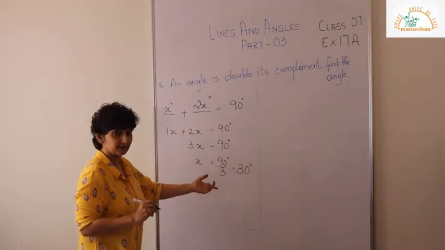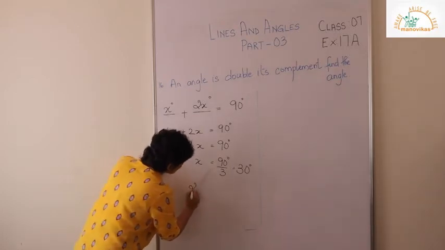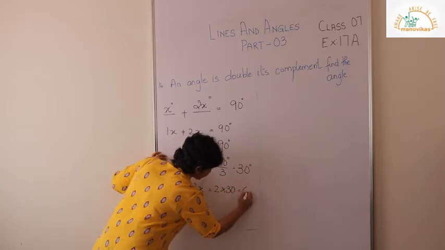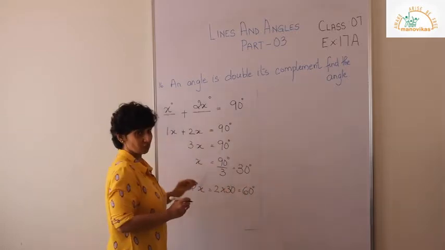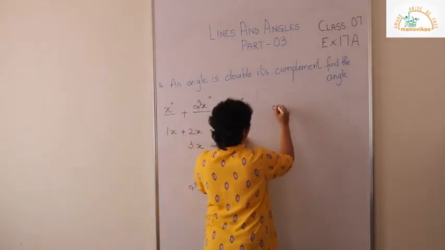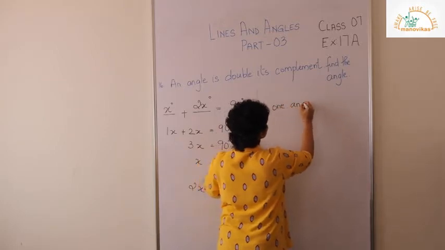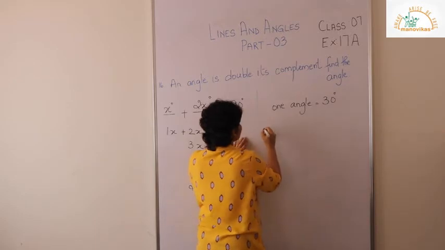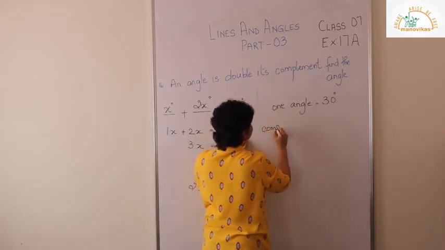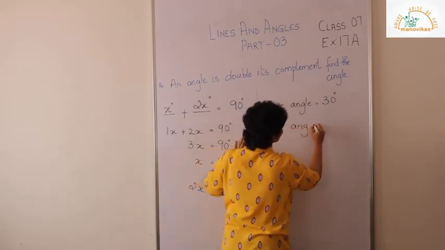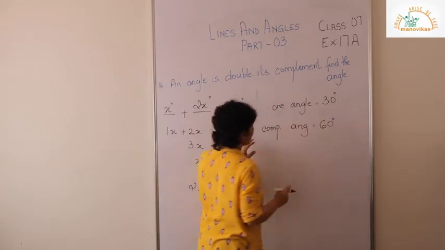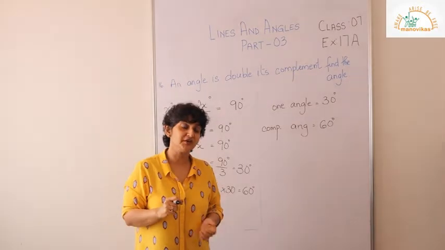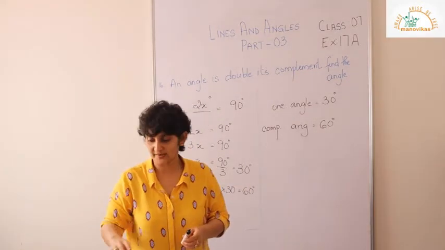If x is 30, then the other one is 2x, so that will be 2 into 30, that is 60 degrees. So what are you going to write? If one angle is 30 degrees, then the complement angle will be 60 degrees, or you can say the other angle is 60 degrees. I hope you have understood, children. Let's move on to the next question.